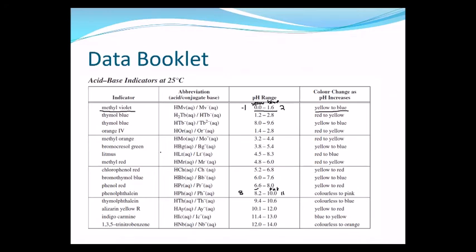So let's look at bromocresol green. This turns from yellow to blue. So if I put bromocresol green in a solution that was, let's say, 4.5, which is in the middle here, we'll get a little bit of yellow and a little bit of blue. So what's going to happen is it's actually going to turn green, which is kind of cool.